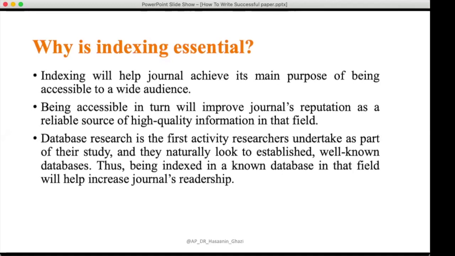This is very important, and database research is the first activity researchers undertake as part of their study. When you are an undergraduate or postgraduate student, the first thing to do is to go to a database and search for a paper. Why? Because you have a dissertation, a thesis, a research project, a final year research project, so you need to do research, so you need to read papers. How to find a paper? You have to go to the database.